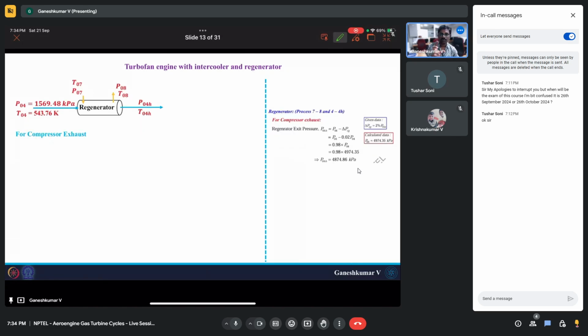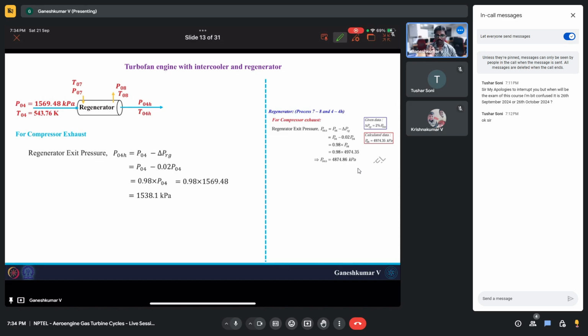Okay, so in the regenerator, the core stream enters, as I said, at 543.76 Kelvin and 15.69 bars, and it exits with a pressure. The regenerator has a 2% pressure loss, so let's find out what the pressure is. It will be 98% times this. So the pressure at the exit of the regenerator for the core stream is 15.38 bar.